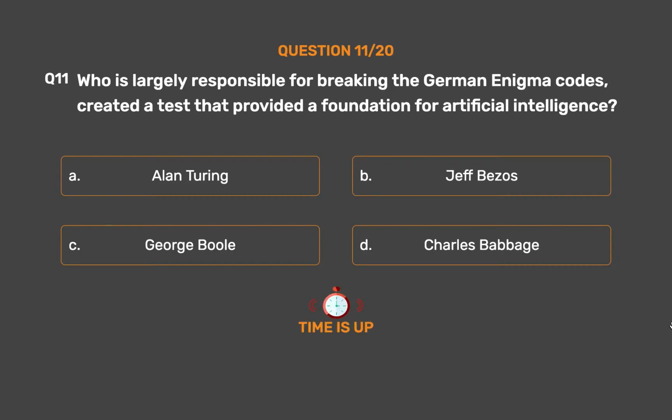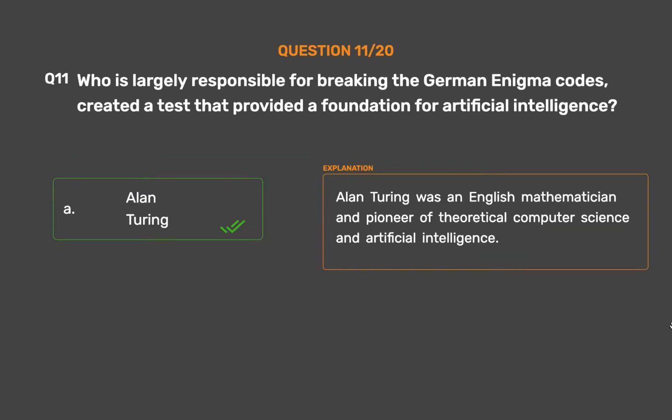The correct answer is Option A. Alan Turing. Alan Turing was an English mathematician and pioneer of theoretical computer science and artificial intelligence.